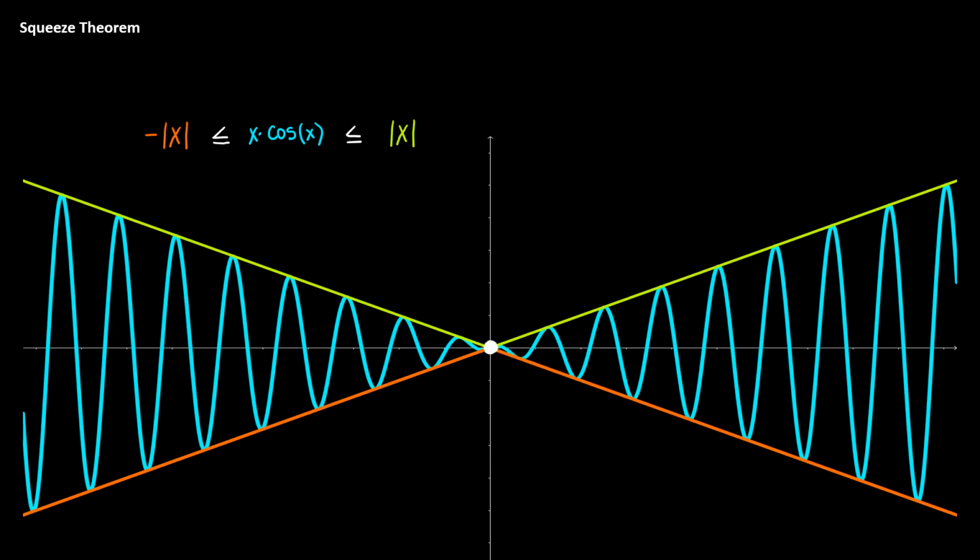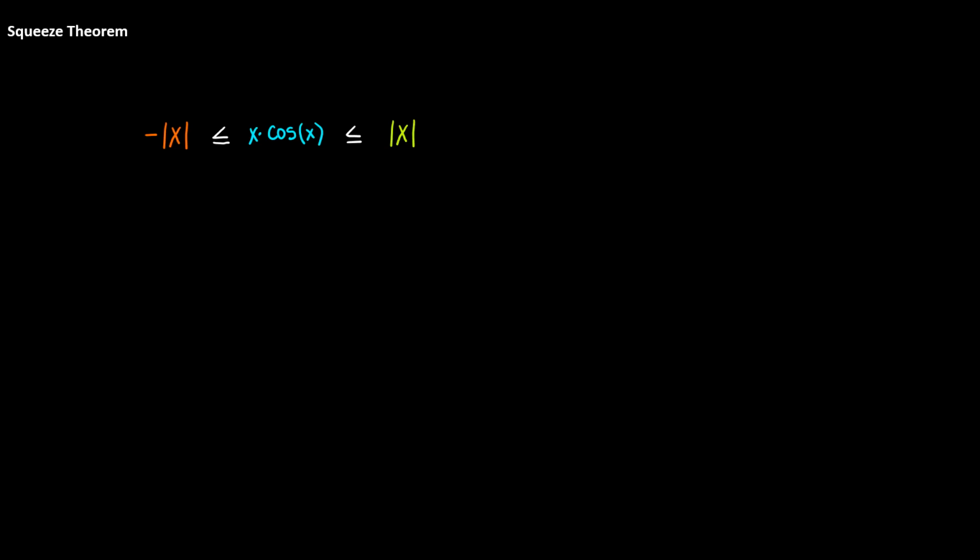We can see that all of these points are heading to the same place. So we can say that the limit, while x is heading towards 0, for the absolute value of x, for negative absolute value of x, and for x cosine x, they're all heading to the same spot, which means their limits have to be equal to each other. They're being squeezed together. Let's walk through the process.